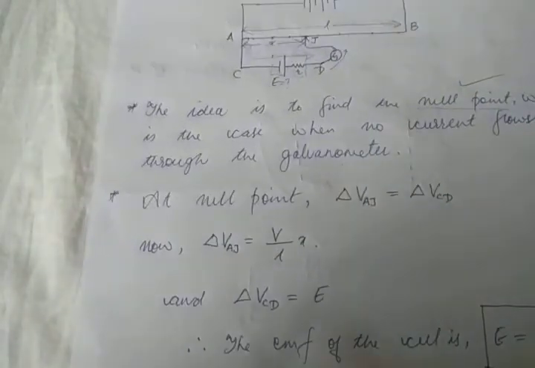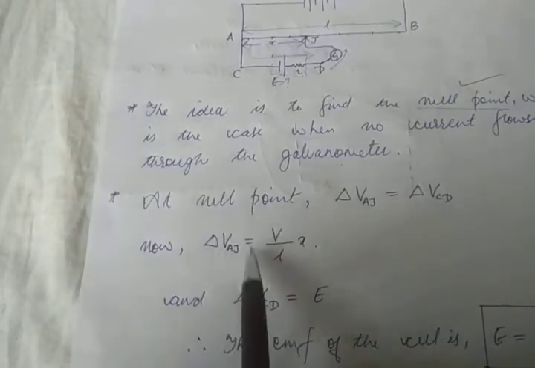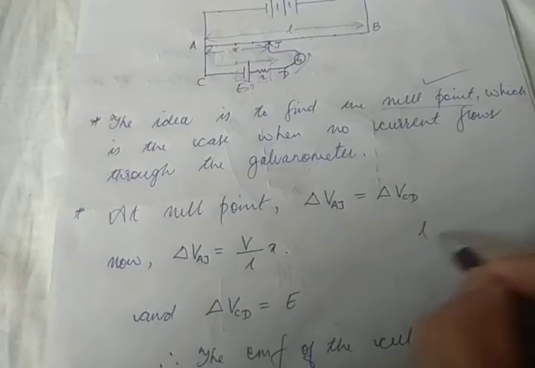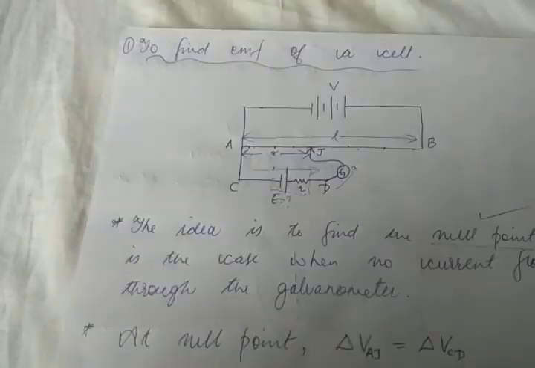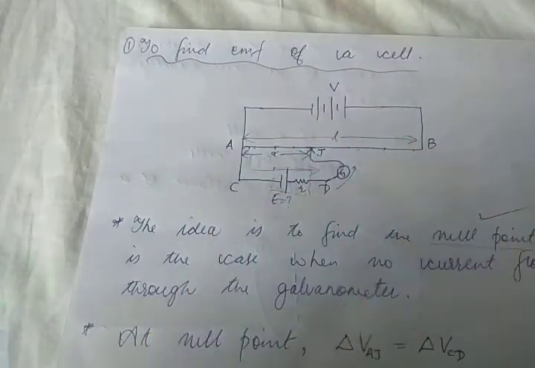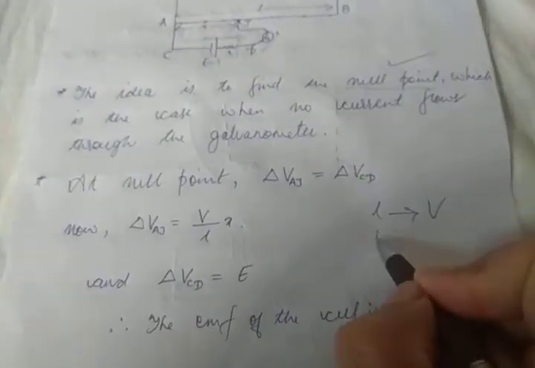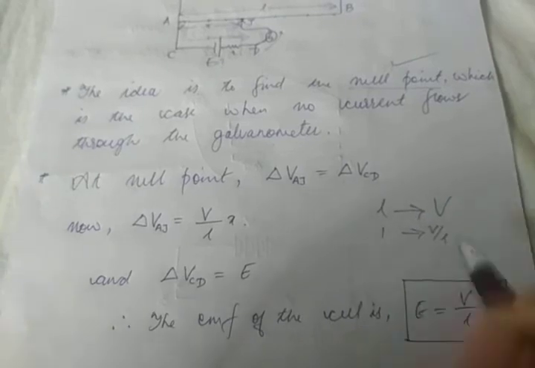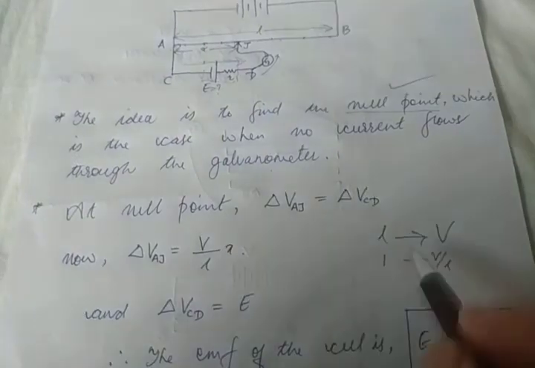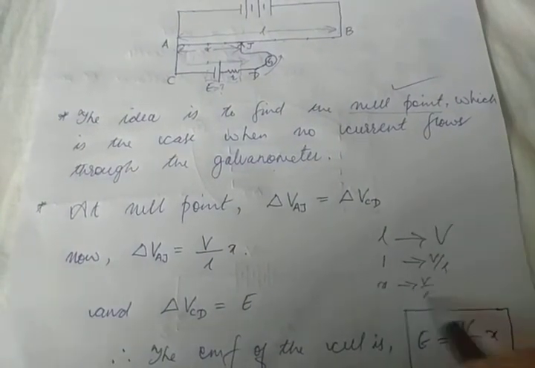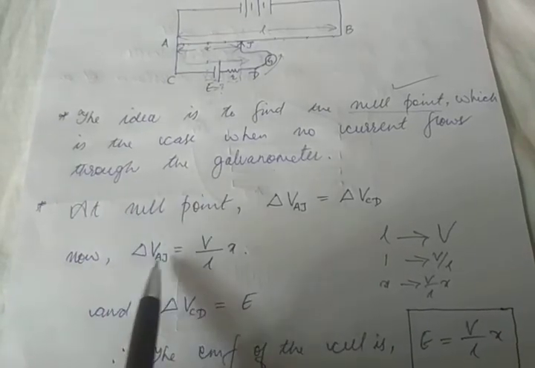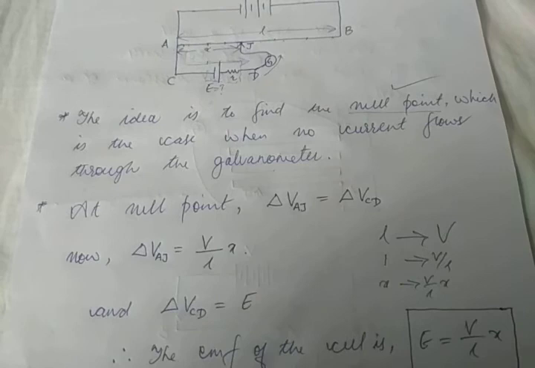So what is potential difference VAJ? The potential difference VAJ is V upon L into X. Why? Because I have already shown you, for this whole length AB, the potential difference is V, the thing that we've applied. So for unit length, it will be V upon L. For length X, it will be V upon L into X. That is exactly what I've written over here: potential difference across AJ is V upon L into X.